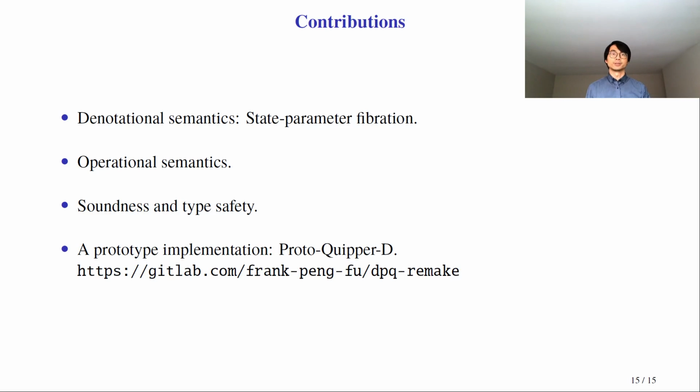To summarize, we make the following contributions. First, we develop a notion of state-parameter fibration. Then we work out the operational semantics, type soundness, and safety properties. And last but not least, we have a prototype available on GitLab. So if you are interested, please check out our paper and our implementation.